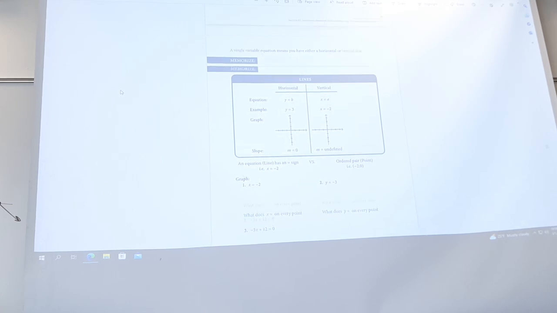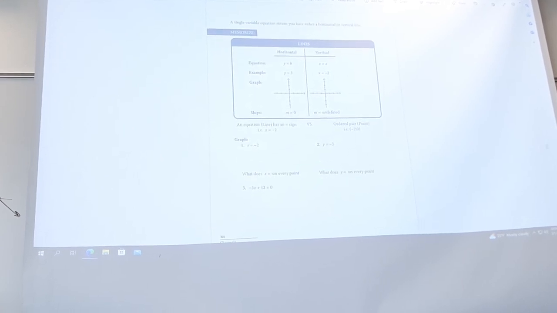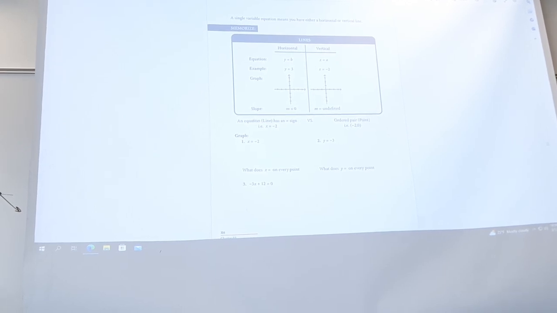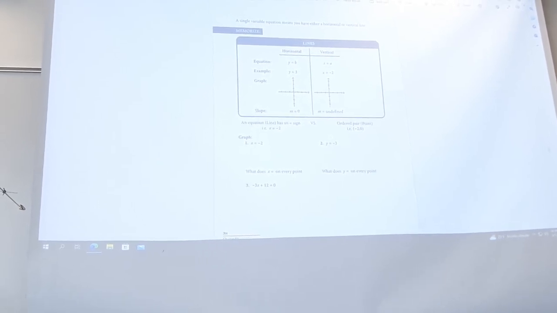All right, the last thing we got to talk about is vertical and horizontal lines. Give you guys a second to catch your breath.